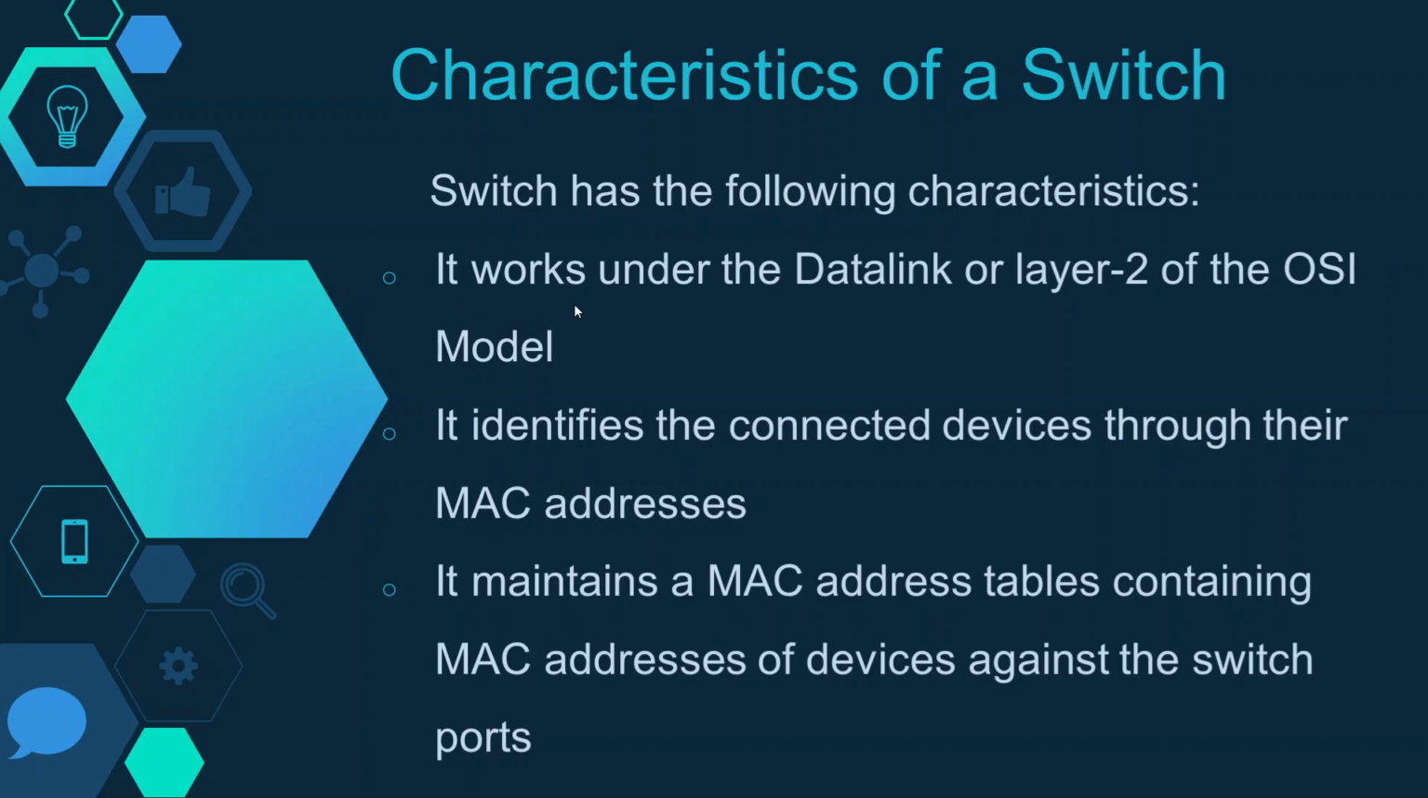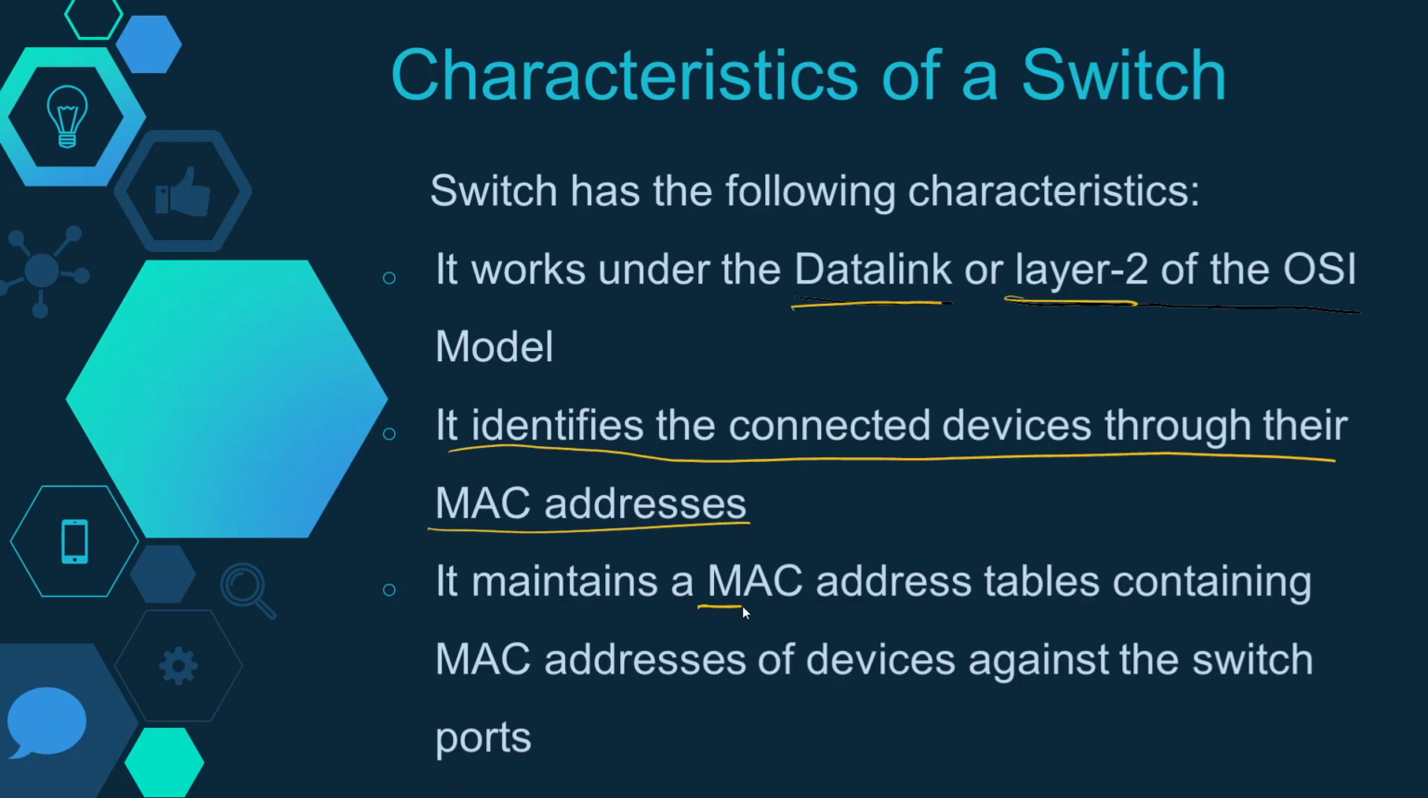Number one is that it works at the data link layer, or layer 2, of the OSI model. The hub worked at the physical layer, layer 1. The switch is a little bit more intelligent, so it works a layer higher, on layer 2. And again, it is intelligent, so it identifies the connected devices through their MAC addresses. It knows each device through its MAC address.